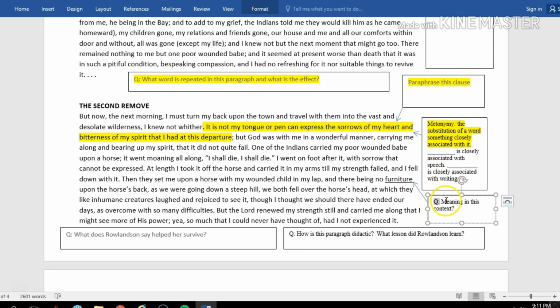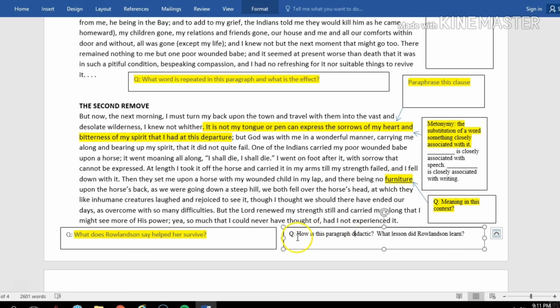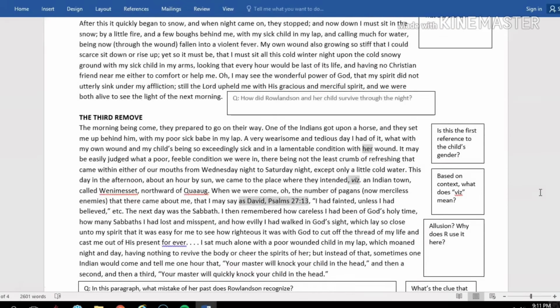Here we have a question: the meaning in this context of "furniture," something that we're looking at here. And then down here there's a couple of other questions. One, what does Rowlandson say helped her survive? And how is this paragraph didactic? What lesson did Rowlandson learn in this paragraph? Very good. I've highlighted all the questions for you, but please make sure you answer these. All right, moving right along.